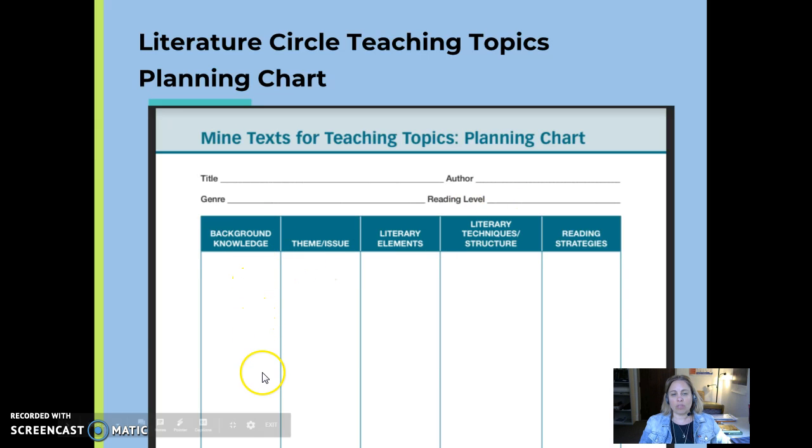Then you're going to go through and think about each of these different areas and what students might need to know or what you might teach to go along with this if you are going to use this book as a Lit Circle selection in your classroom.